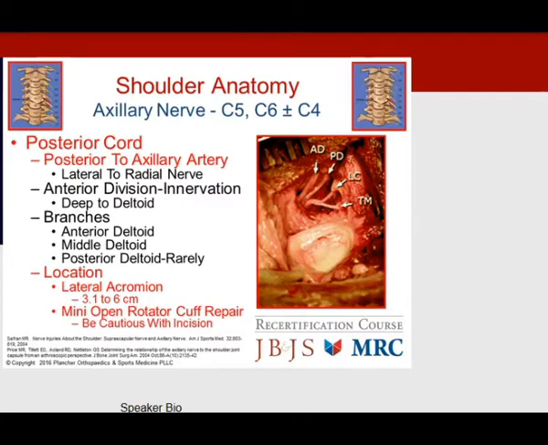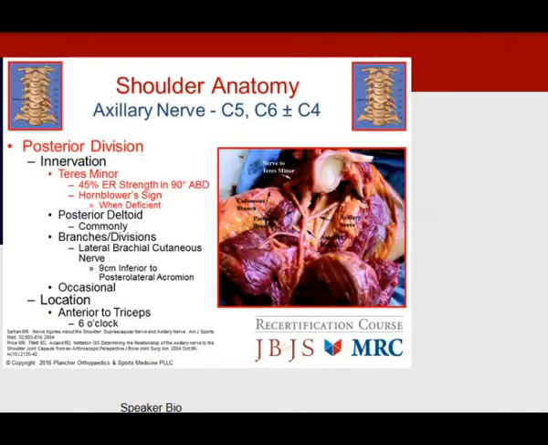There is an anterior division that innervates deep to the deltoid: the anterior, the middle, and the posterior deltoid rarely. And remember clinically, when doing a mini open rotator cuff tear with your lateral incision, that the evidence has shown that from 3 to 6 centimeters at the lateral acromion to be cautious, as you might find that branch of the axillary nerve. The posterior division has innervation, and it's the axillary nerve to the teres minor.